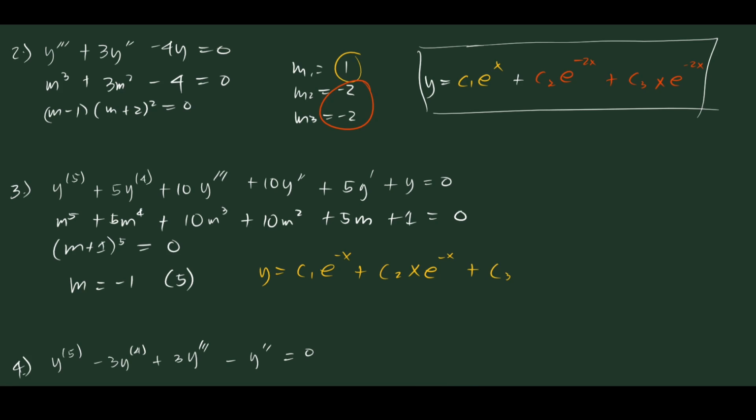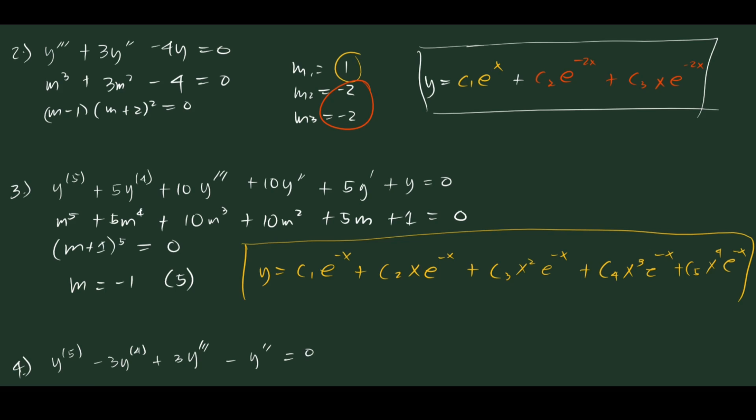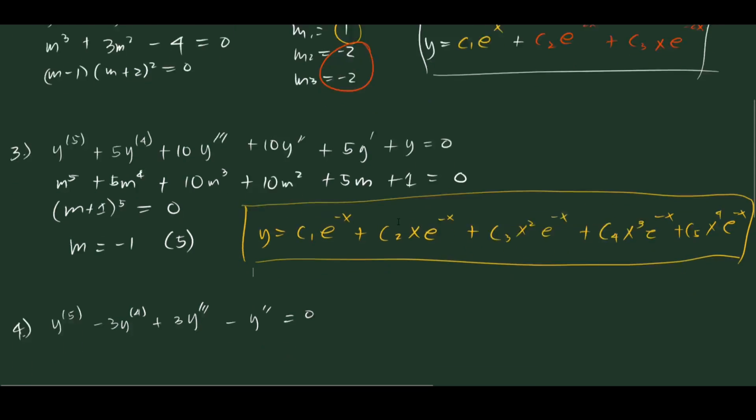Okay, so we will get x squared e raised to negative x. And for the fourth one, you will get x cubed e raised to negative x. And for the last one, c5 multiplied by x squared e raised to negative x. So this is our general solution. Okay, so that's it. That is the shortcut for our repeated roots.